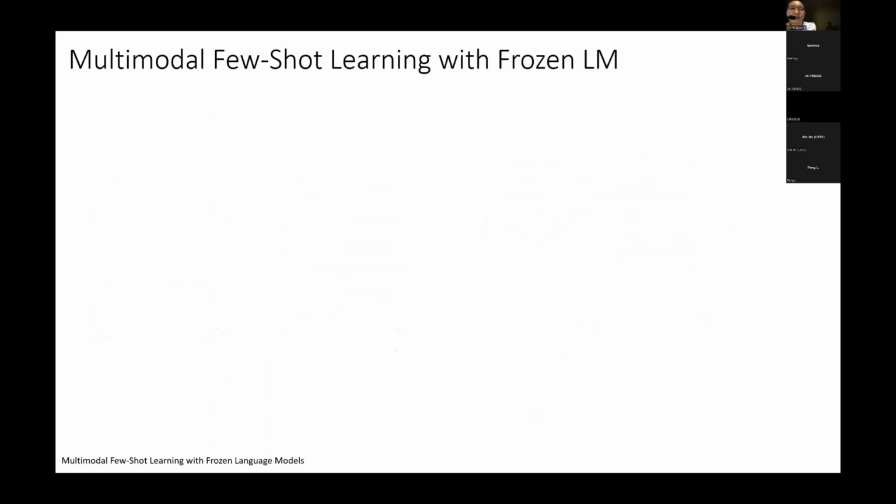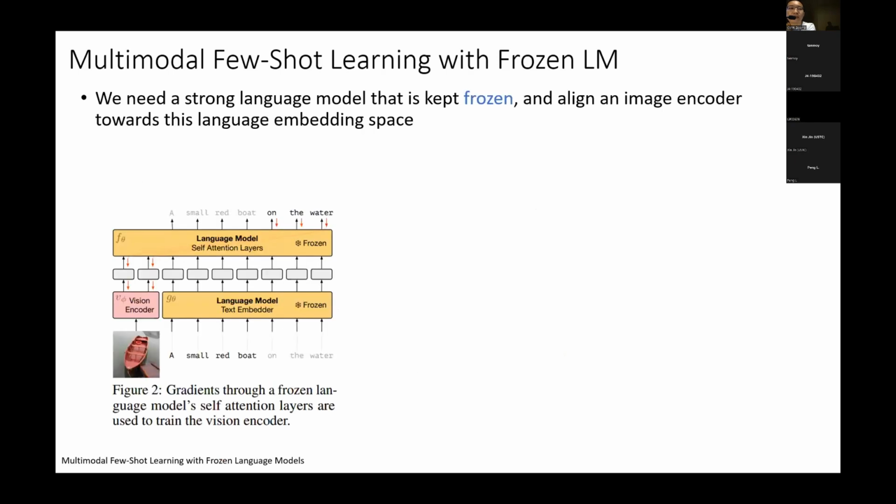So how can we do few-shot learning in the context of multimodality? The first idea is frozen LM. Since language models have shown this capability, let's keep it frozen. So we need a strong language model that is kept frozen, and then we try to align an image encoder towards this language embedding space. This is the figure in the Frozen paper. Basically, you have a language model, but now the prefix is not text but rather an image encoder, and then you do gradient backpropagation to learn this visual encoder.